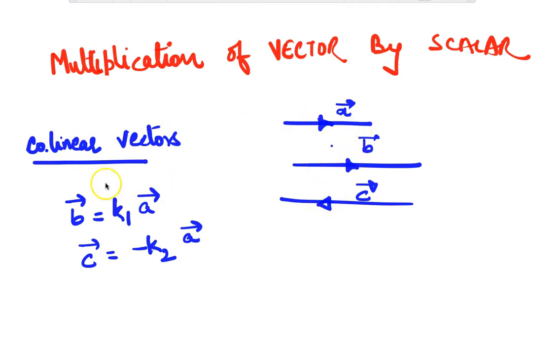It can have the same magnitude if k1 equals 1, but it can have opposite directions. These vectors are called collinear vectors.